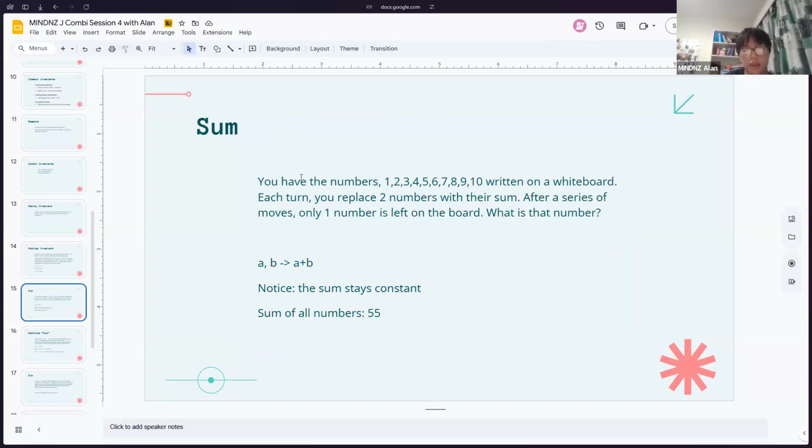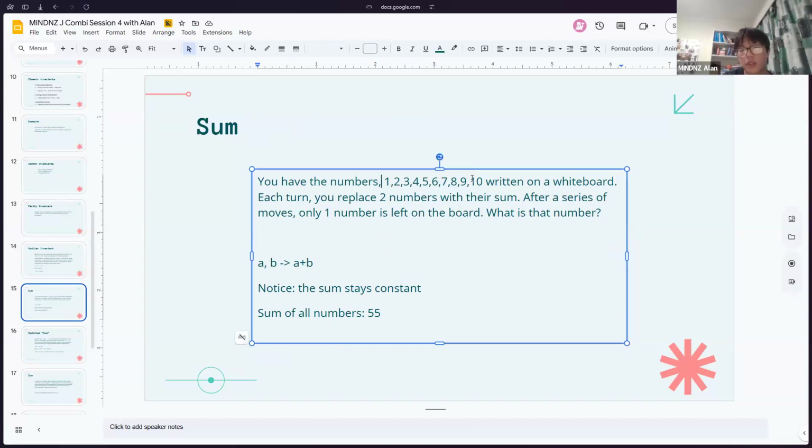And then there's also sum invariance. So this is a basic example. We have the numbers 1 through 10 on a whiteboard, and each turn we replace 2 numbers with their sum. After some number of moves, we have only 1 number left on the board. This number of moves will be 9, right? And then we just take A, B to become A plus B. That's basically what this problem boils down to, right?